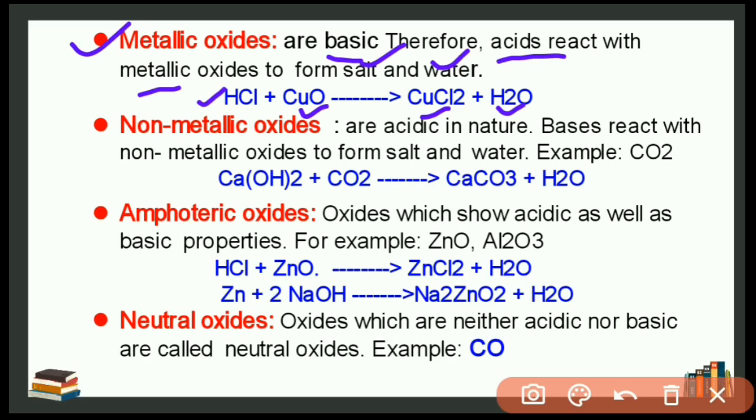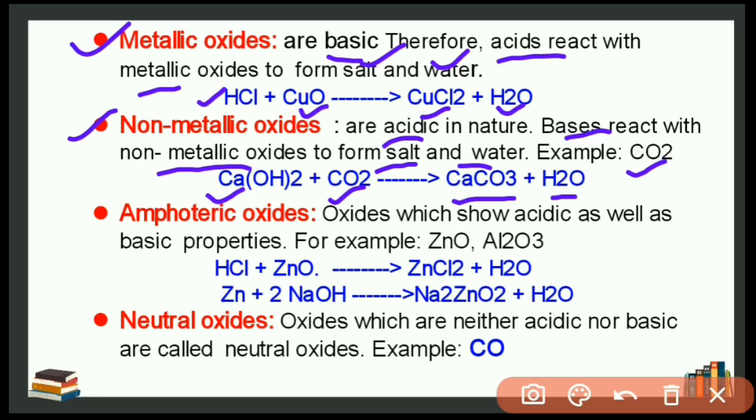Next, non-metallic oxide, its nature is acidic, so a base reacts with a non-metal oxide to form salt and water. For example, carbon dioxide: calcium oxide as a weak base reacts with the non-metal oxide carbon dioxide, it forms calcium carbonate as a salt and water molecule. So here also a neutralization reaction occurs. Non-metallic oxide nature is acidic, so when it reacts with base it forms salt and water.